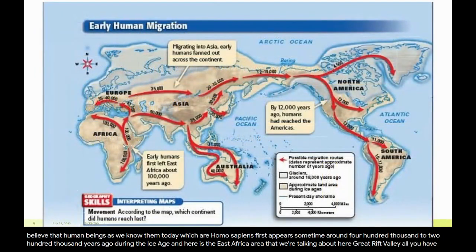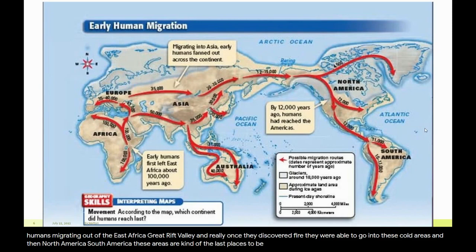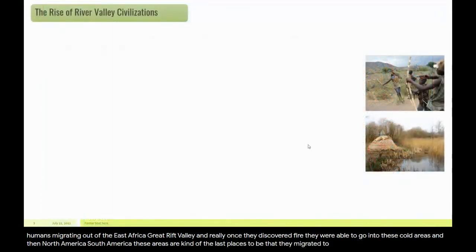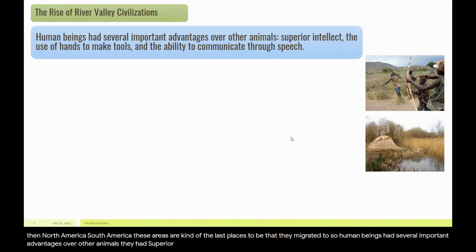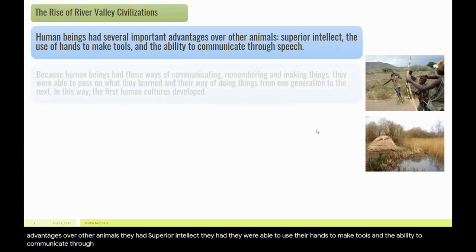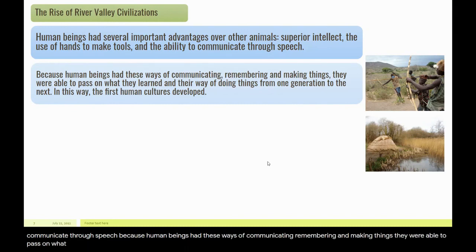So you have humans migrating out of East Africa, the Great Rift Valley, and once they discovered fire, they were able to go into these cold areas. North America and South America were kind of the last places they migrated to. Human beings had several important advantages over other animals. They had superior intellect, they were able to use their hands to make tools, and they could communicate through speech. Because of these ways of communicating, remembering, and making things, they were able to pass on what they had learned from one generation to the next.